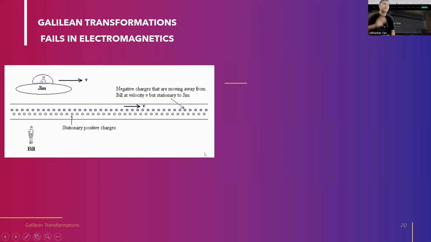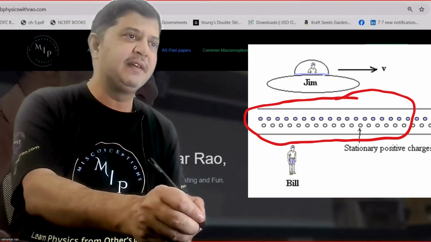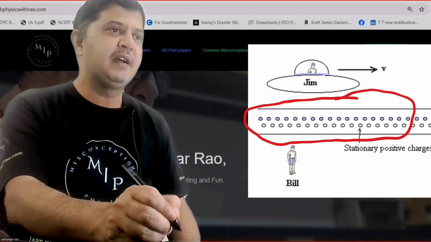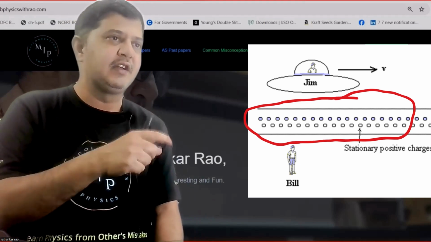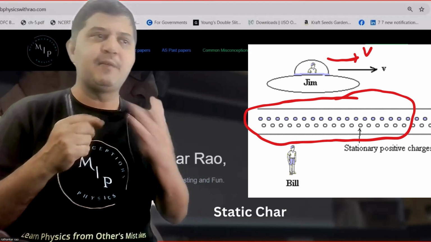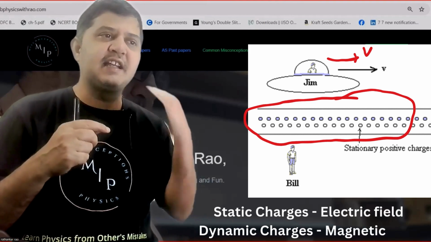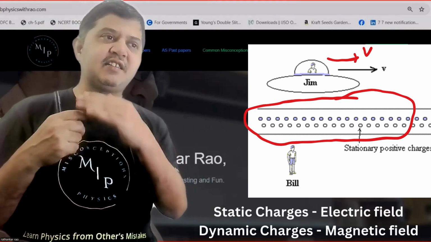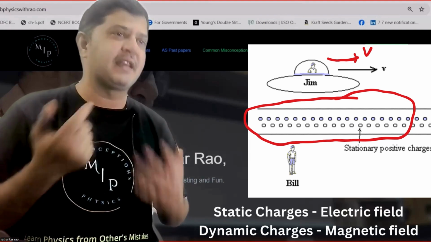Then, Galilean transformation does not work out in situations like this, wherein you have a set of stationary particles, positive charges over here, and there is a person who is moving across in a spacecraft. Jim, for example, shown here, is moving in a spacecraft with a velocity v. Now from magnetism we already learned that when you have just a static electric charge, it produces only an electric field. While if the electric charge starts moving, then it also produces a magnetic field. Motion of an electric charge produces a magnetic field, right?